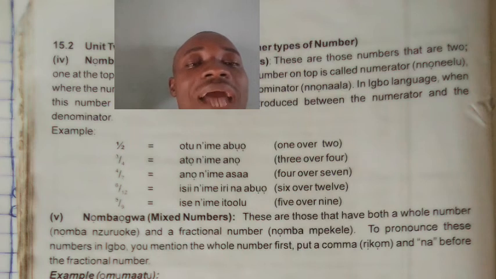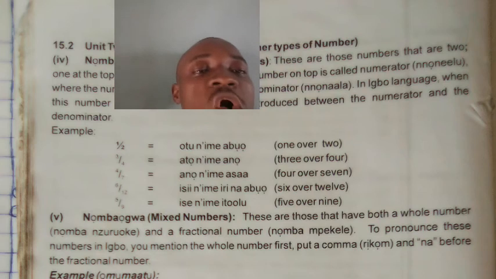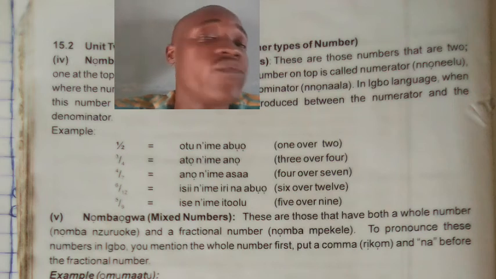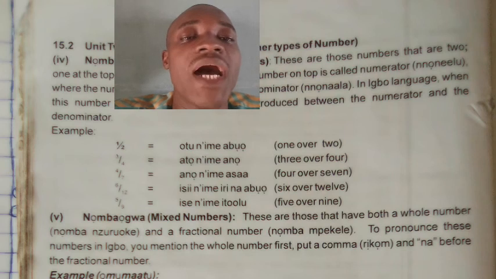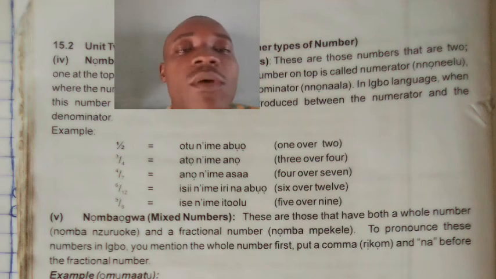Okay, you have the examples here. You have 1/2, which means otu nime abua. Then 3/4 is called ato nime ano in Igbo. 4/7 is called ano nime asa in Igbo. 6/12 is called isi nime iri na abua in Igbo. 5/9 is called ise nime itolu in Igbo language. Okay, and so on and so forth. You can have 9/8, 9/9, any number over any number.